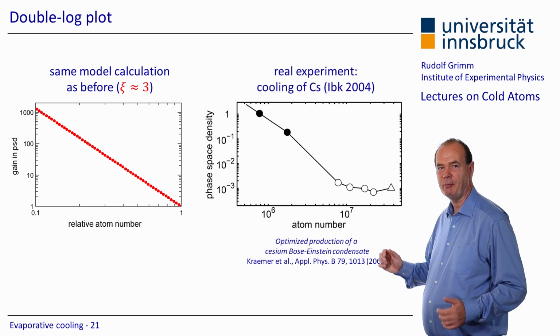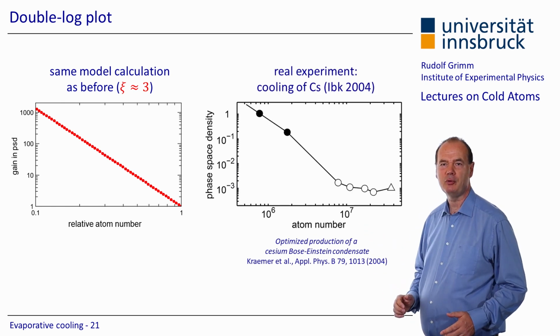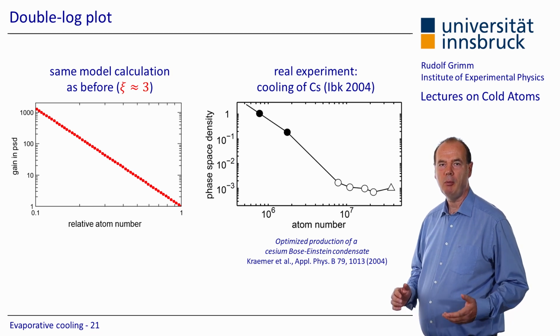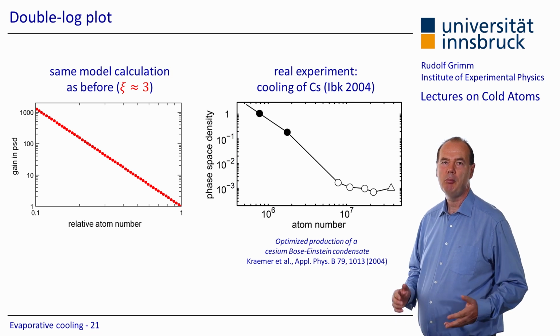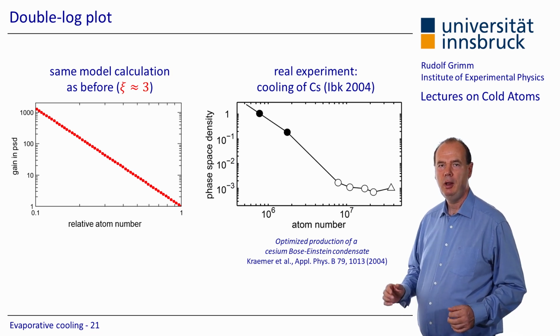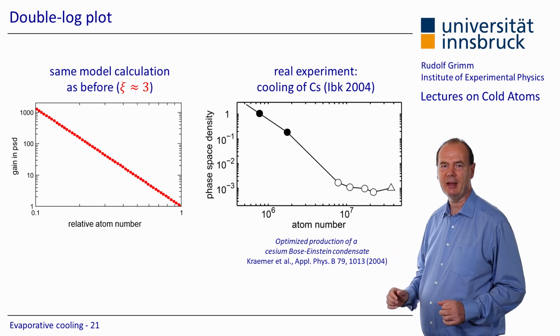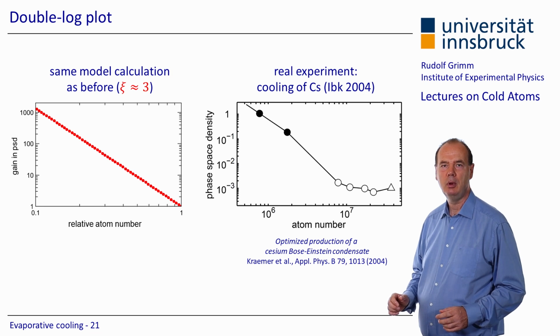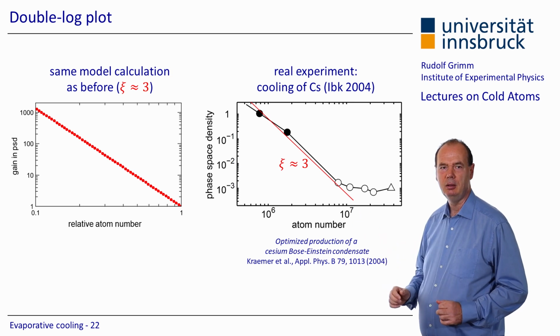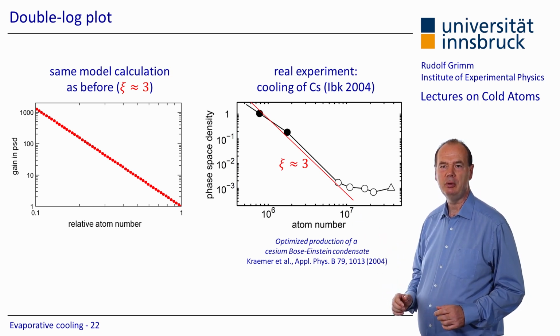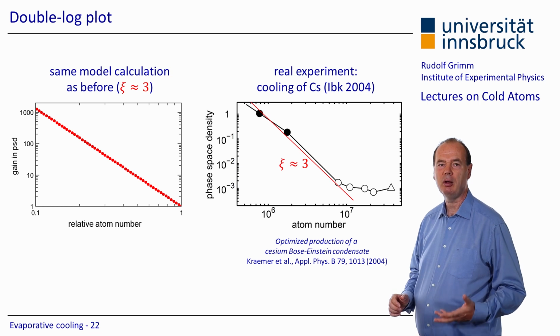And here are some results from an experiment on evaporative cooling of cesium atoms from our early work on the optimized production of a cesium Bose-Einstein condensate, published in 2004. The final cooling stage starts with 10^7 atoms and ends with 10^6 atoms. With an efficiency of about 3, see the red line, we lose 1 order of magnitude in the atom number and gain 3 orders in magnitude in phase space density until we finally reach BEC.